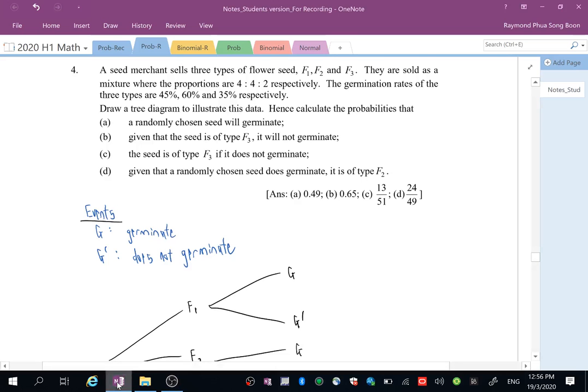Okay, so in question 4, you are told that there are three types of flower seed, F1, F2, and F3, and that each of them has a probability of germinating as well as not germinating. In this case, first of all, you're asked to draw a tree diagram to represent this data.